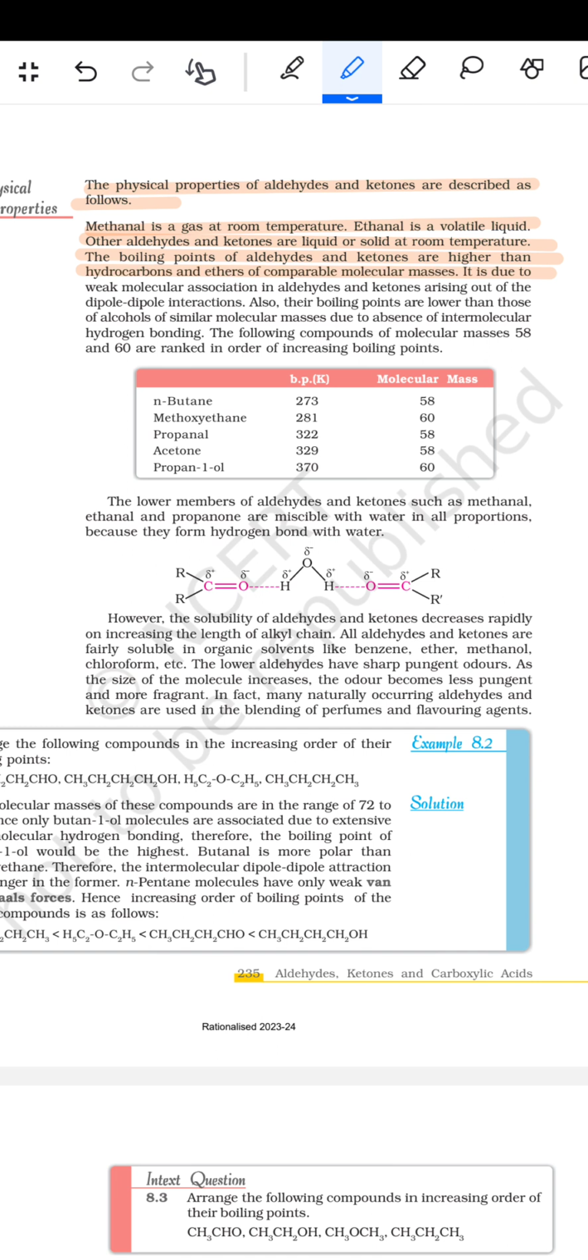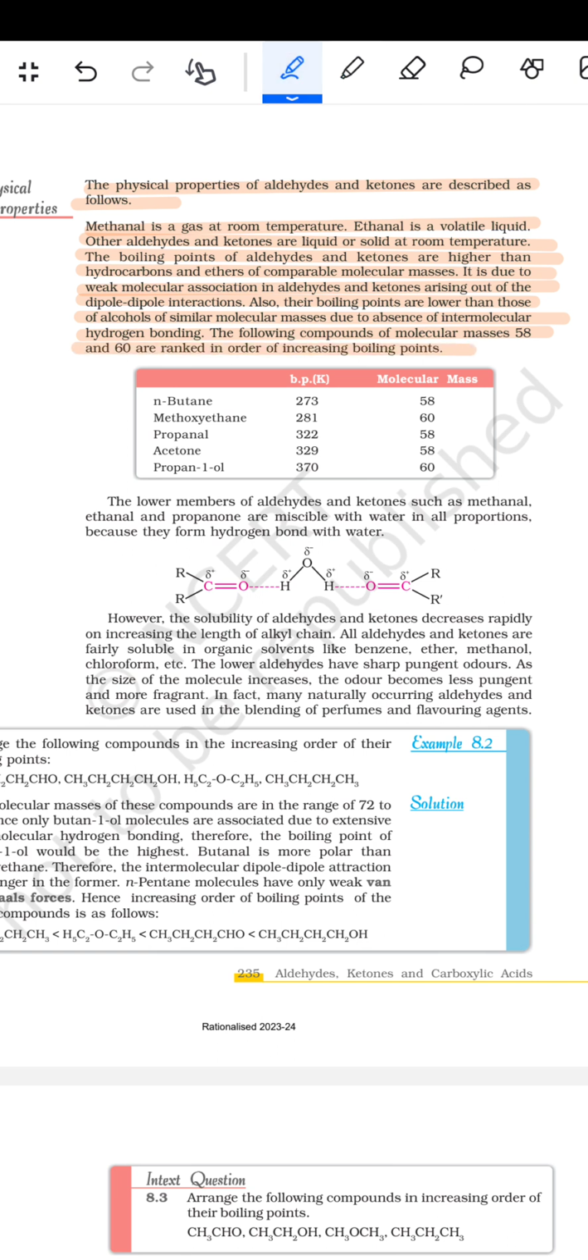molecular mass. It is due to the weak molecular associations in the aldehydes and the ketones arising out of the dipole-dipole interaction. Also, their boiling points are lower than those of the alcohols of similar molecular mass due to the absence of intermolecular hydrogen bonding. The following compounds of molecular mass 58 and 60 are ranked in the order of increasing boiling points.